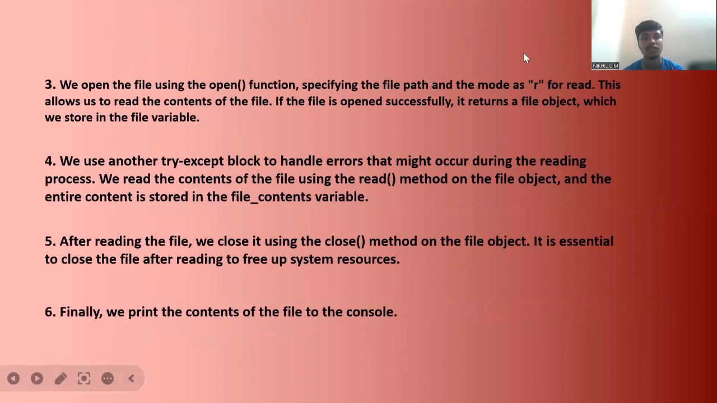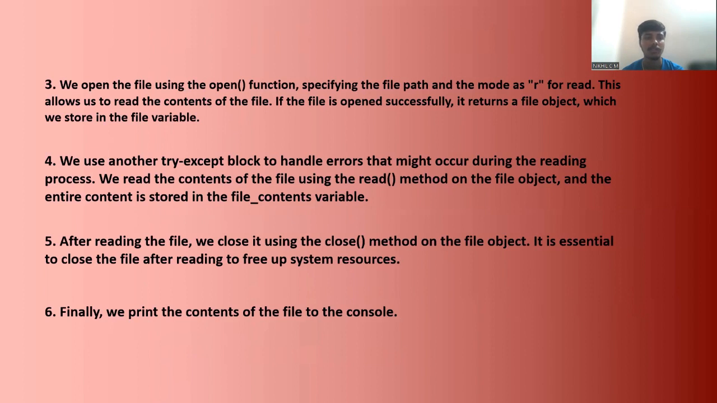We open the file using the open function, specifying the file path and the mode as R for reading. This allows us to read the contents of the file. If the file is opened successfully, then it returns a file object which we store in the file variable.